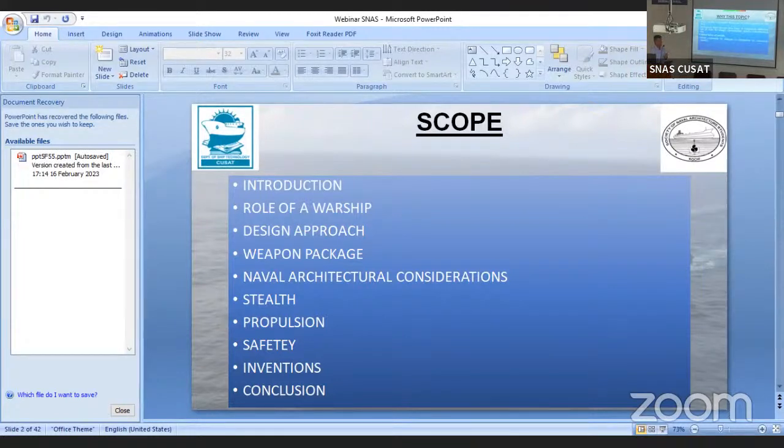And ships obviously indeed have to go in harm's way. They have to go into the war zone. So they are more prone to damage as compared to normal vessels. That's why they are more vulnerable to damage.